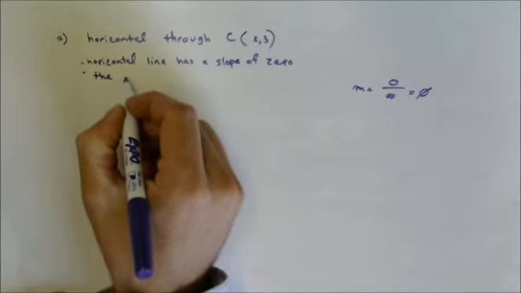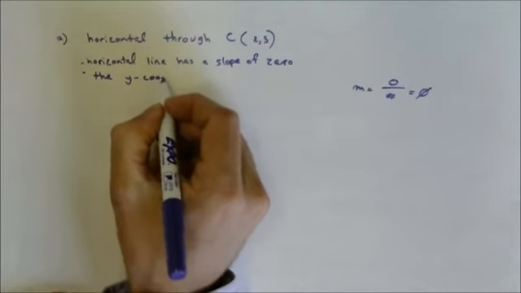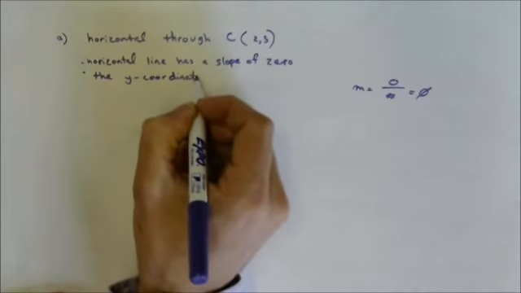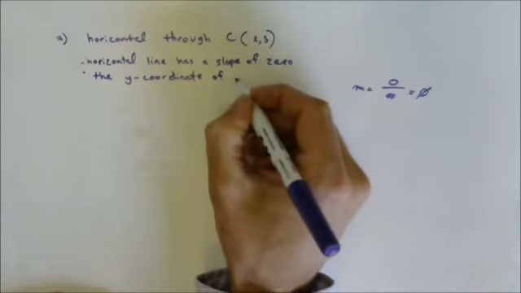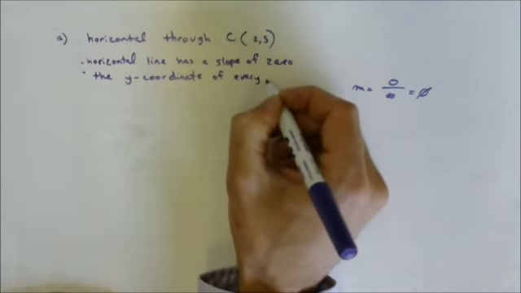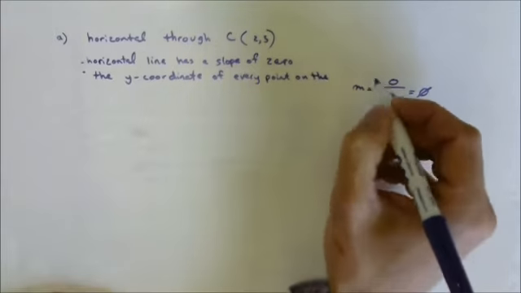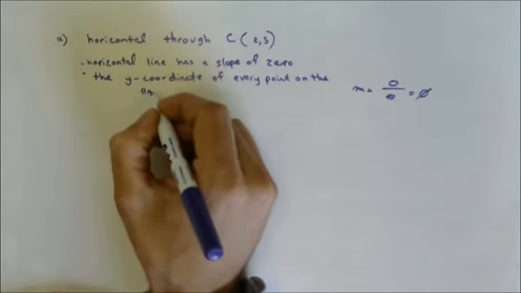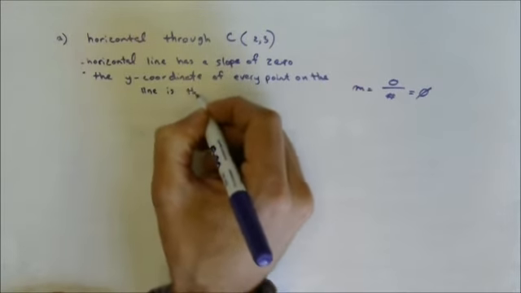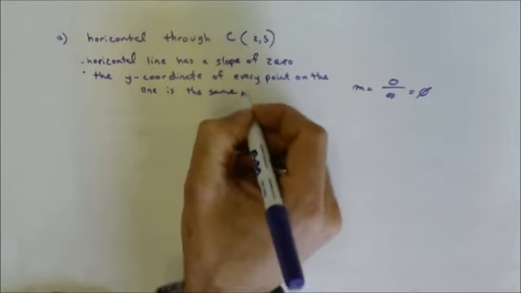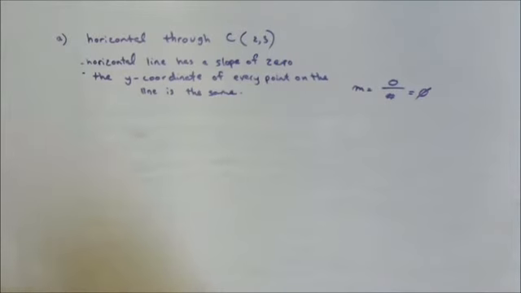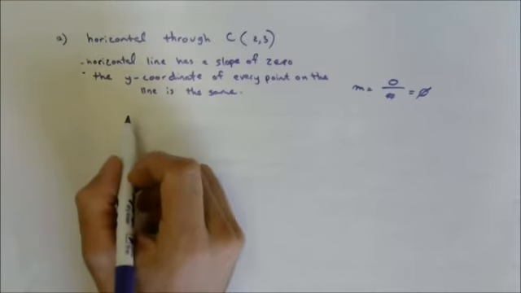The y-coordinate of every point on the line is the same.